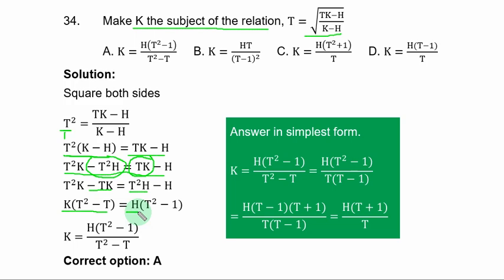You can factor out H as well. So you have H(T squared minus 1). To get K, divide both sides by T squared minus T. So you have it in this form. If you check the options, option A is correct. Assuming this stage of the answer is not there, you have to continue to simplify, applying difference of two squares, factorizing, and you have this. But from the given options, you stop the calculation here.